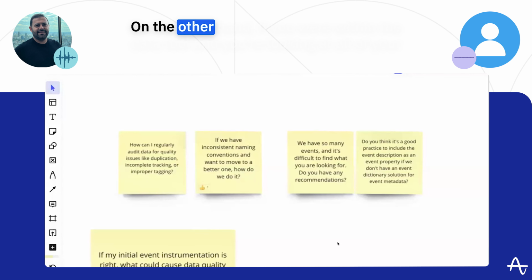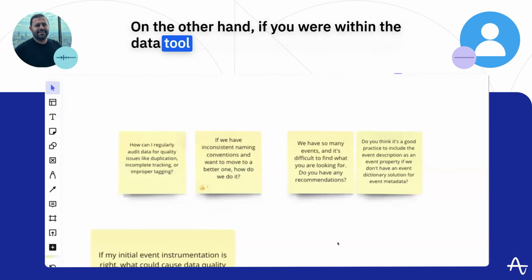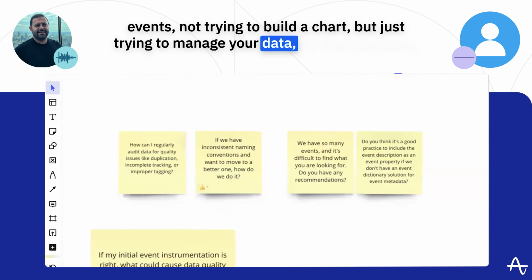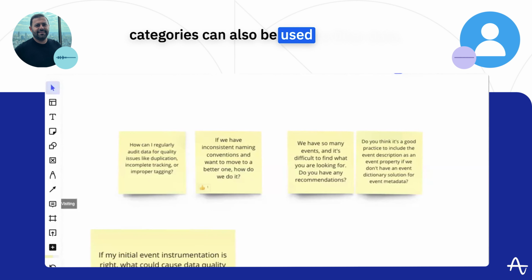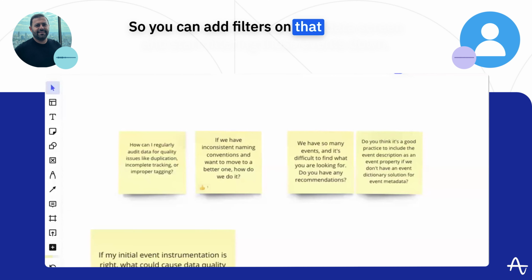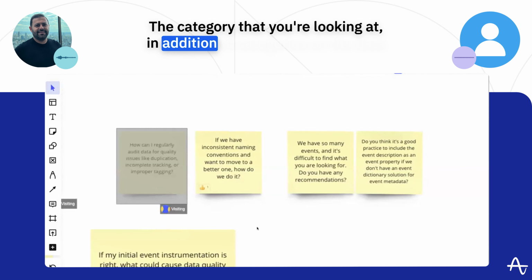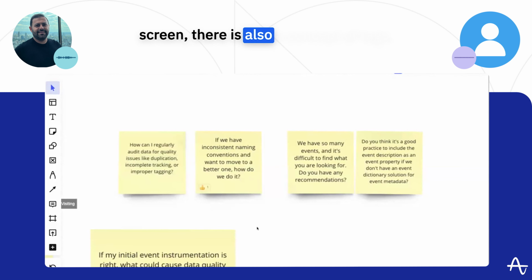what you need. On the other hand, if you were within the data tool and you're looking at all of your events, not trying to build a chart, but just trying to manage your data, for those purposes, categories can also be used to filter data. So you can add filters on that data screen and start filtering those events down to the category that you're looking at. In addition to categories, on the data screen, there is also a concept of tags.